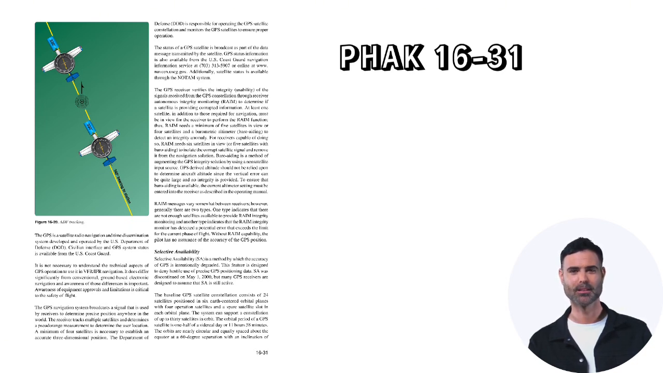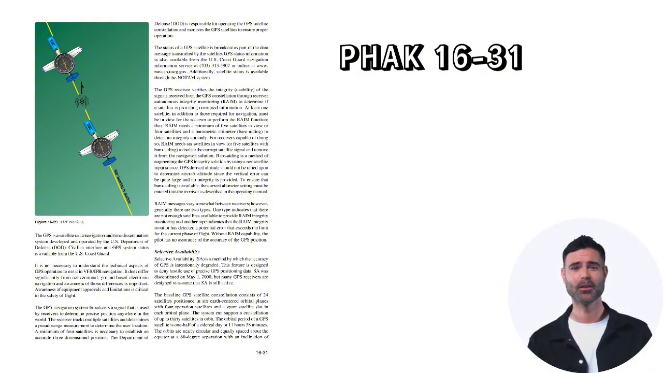Baro aiding is a method of augmenting the GPS integrity solution by using a non-satellite input source. GPS-derived altitude should not be relied upon to determine aircraft altitude, since the vertical error can be quite large and no integrity is provided. To ensure that baro aiding is available, the current altimeter setting must be entered into the receiver as described in the operating manual.